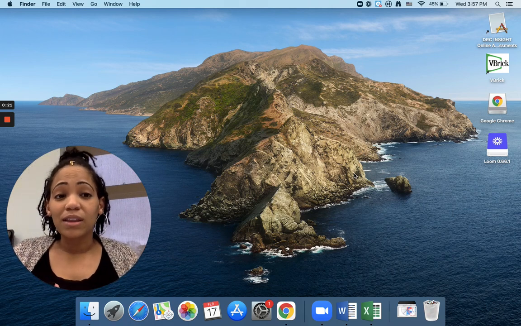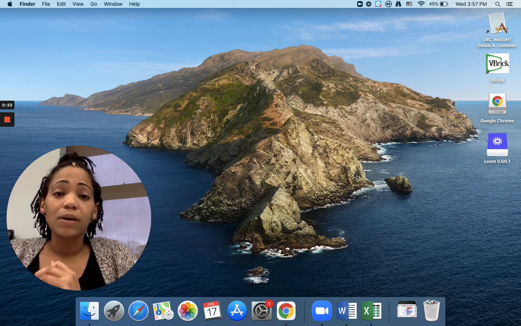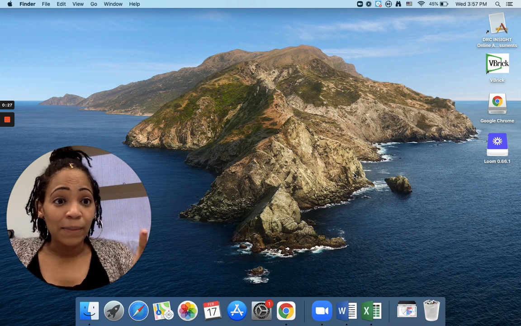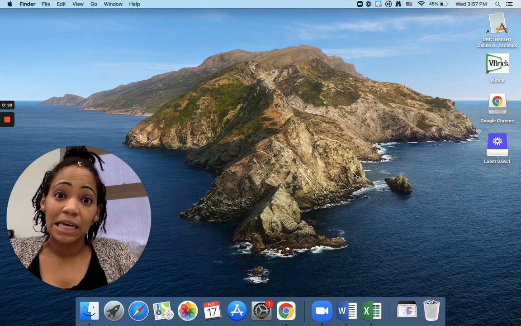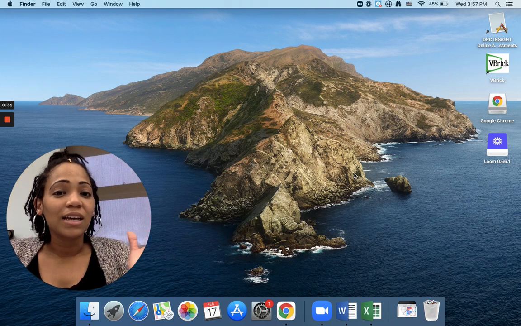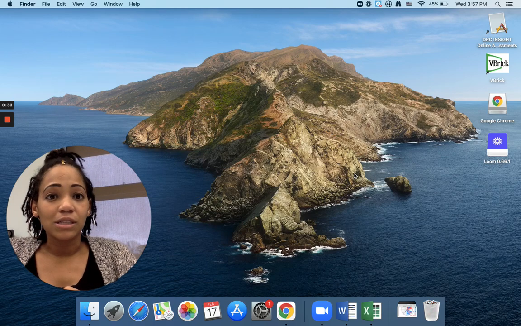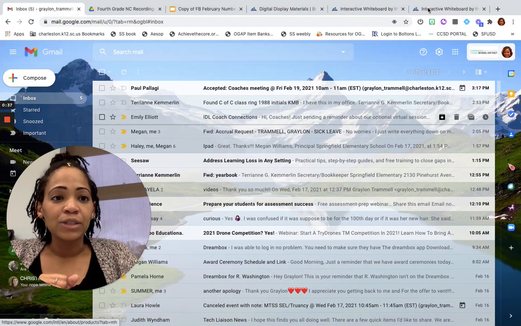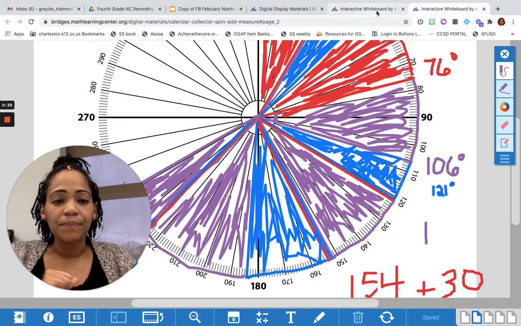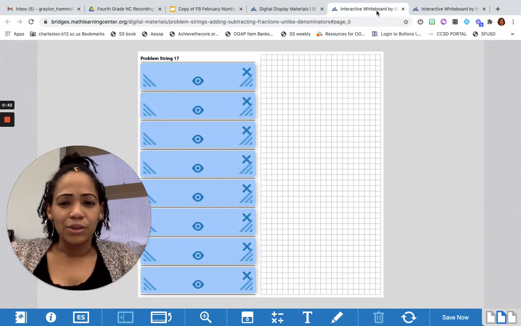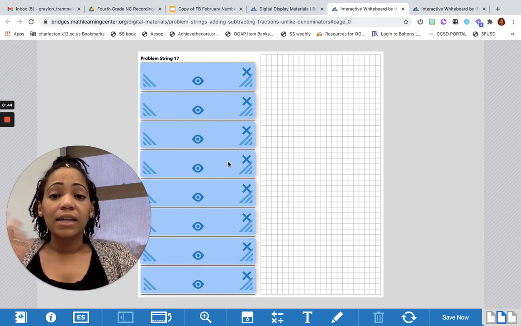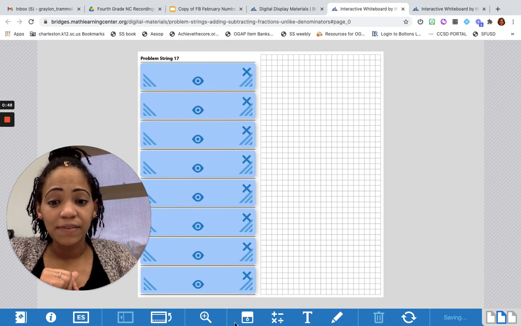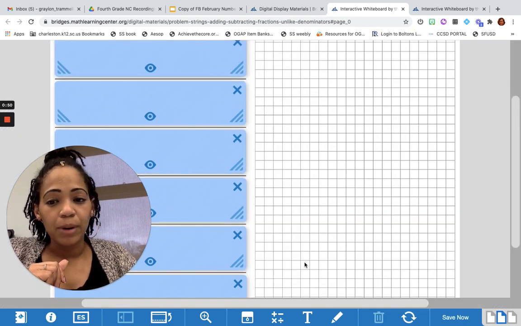Today is the 23rd, and we are going to be doing a problem string. I'm going to jump right into the problem string because we all know how much time sometimes a problem string takes, especially doing it virtually. And we want to get through as many questions as possible. So I have updated our calendar collector for us already, and we'll talk about that another time, not today, and updated our calendar grid so that we can focus strictly on our problem string.